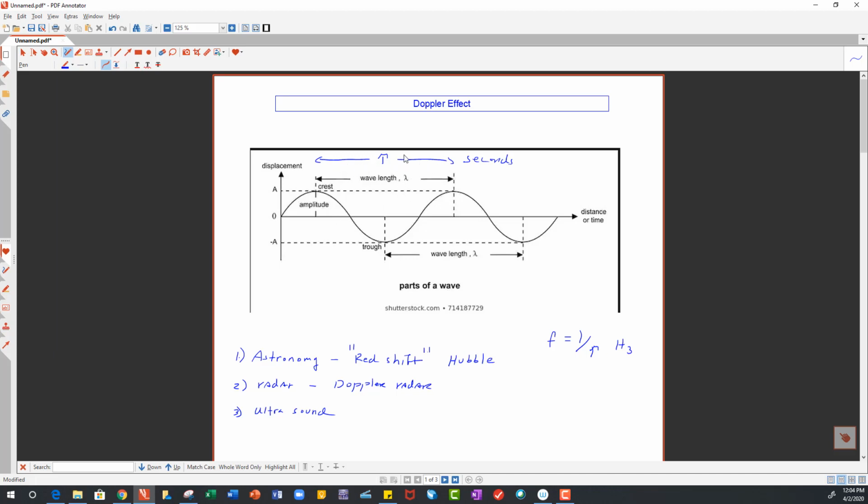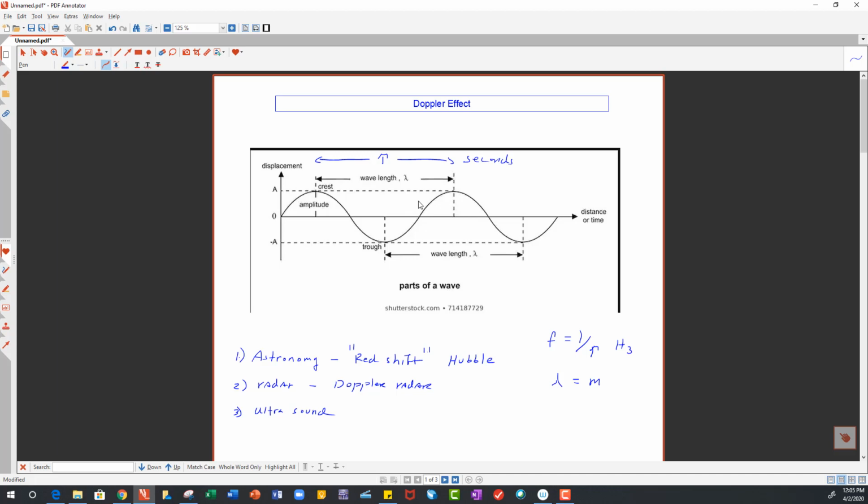And then the wavelength is in units of meters, and that's the physical length of the wave as it propagates through space. Now again, as I said, this Doppler effect applies to electromagnetic radiation or waves, and also to sound waves.